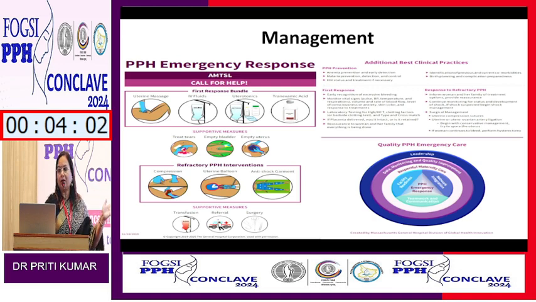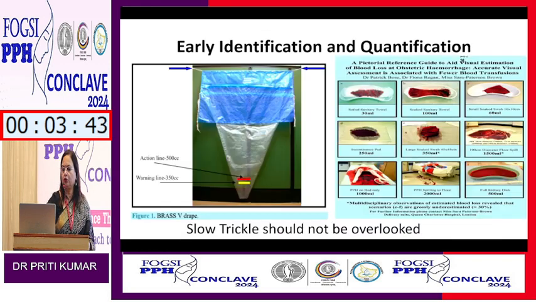A similar approach was given by FIGO. We talk about the bundle approach. First is the AMTSL. The second one is the first response bundle, again the E-MOTIVE, then supportive measures, and then refractory interventions. I think you have been learning about all these things in the past, and then supportive measures for surgery and referral and all those blood transfusion.